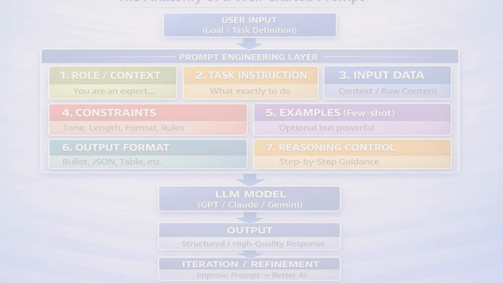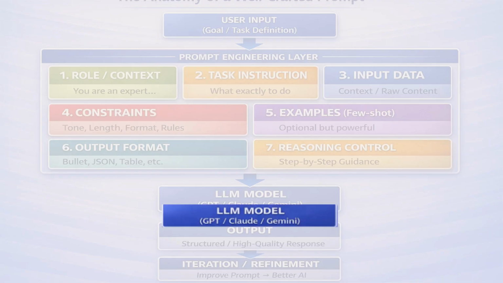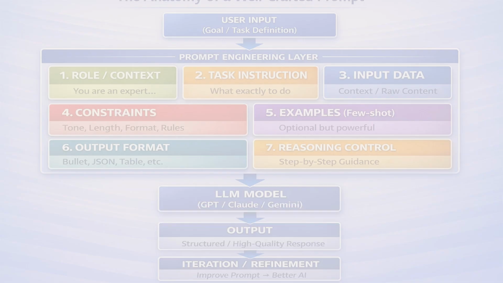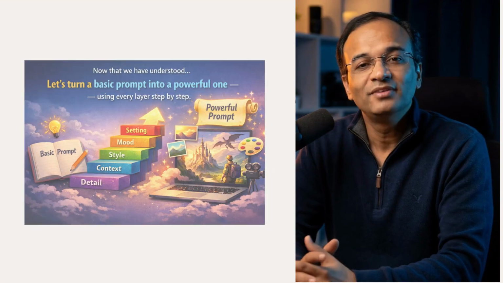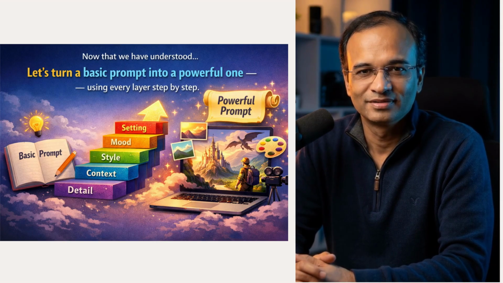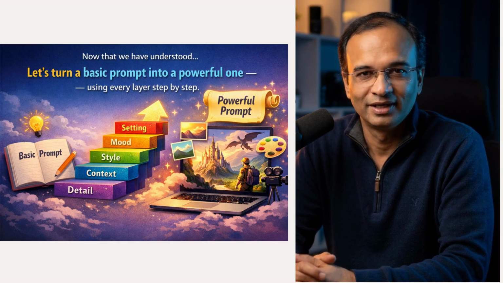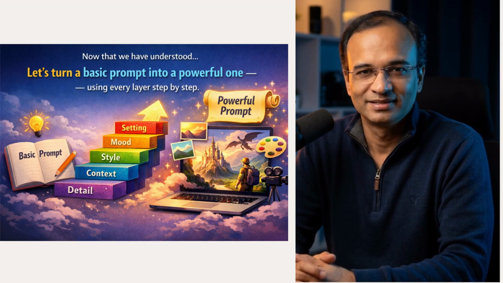Once the prompt is ready, it can then be submitted to an LLM. These LLMs could be GPT, Claude Sonnet, Google Gemini, etc. Once the LLM has received and processed your prompt, it starts preparing output in the format specified in your prompt. Now that we have understood all the building blocks of the prompt layer, let's now turn a basic prompt into a powerful one, using every layer step by step.